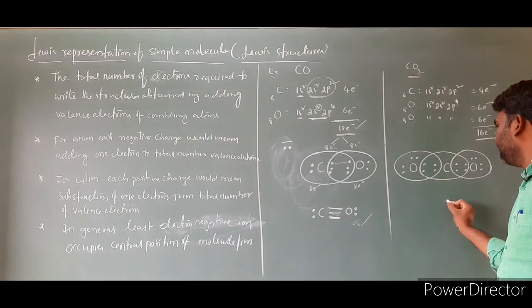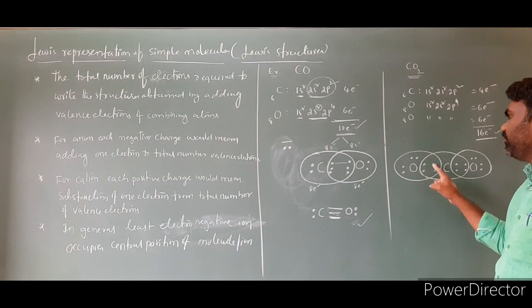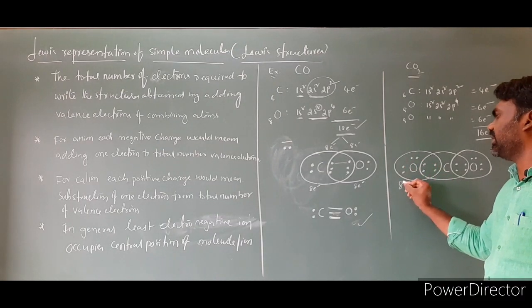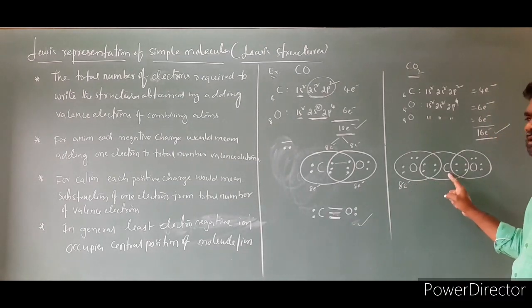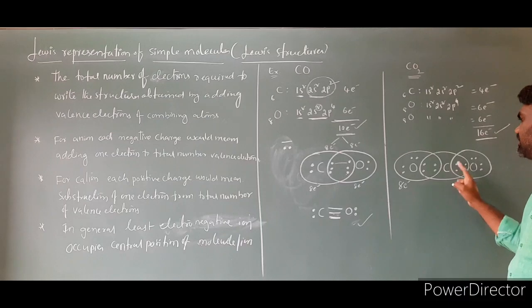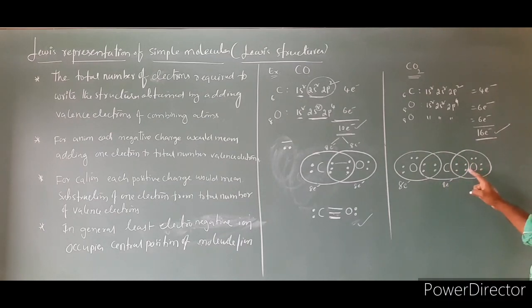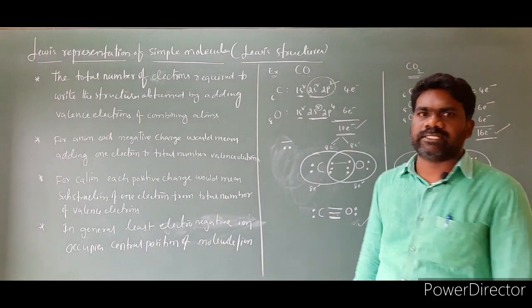After sharing, count it. 1, 2, 3, 4, 5, 6, 7, 8. This oxygen has 8 electrons. Its octet configuration is satisfied. Count for this carbon. 1, 2, 3, 4, 5, 6, 7, 8. Its octet configuration is satisfied. Come to this one, 1, 2, 3, 4, 5, 6, 7, 8. So for this oxygen also, the octet configuration is satisfied.